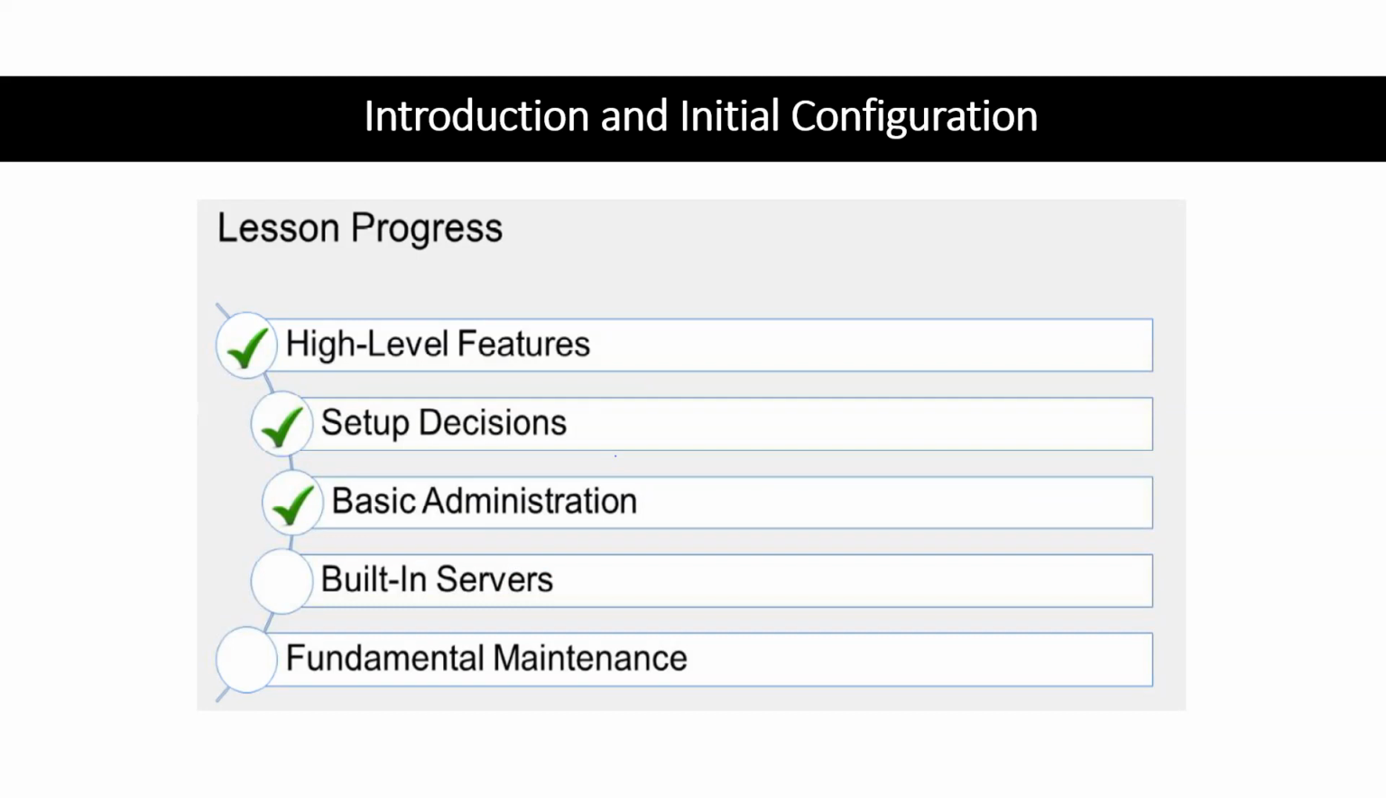B, configure a trusted host. There we go, good stuff. All right, question two. As a best practice when configuring administrative access to a FortiGate, which protocol should you disable? Is it A, Telnet, or B, SSH? A, Telnet.